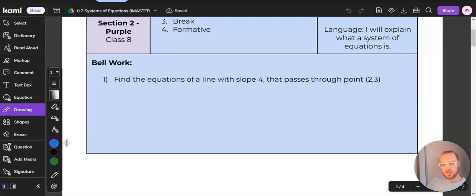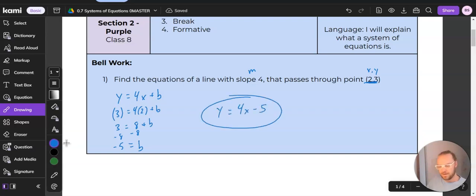We've got a line with a slope of 4, that's our m, and it passes through this point, which is, of course, x, y, which means we're going to need to solve for b. Let's start by writing out what we know, which is that y equals 4x plus b. Then we can use this point, like we did last lesson, to solve for b by plugging in 3 for y and 2 for x. So we get 3 equals 8 plus b, subtract that 8, and we get negative 5 equals b. Therefore, our equation is y equals 4x minus 5.